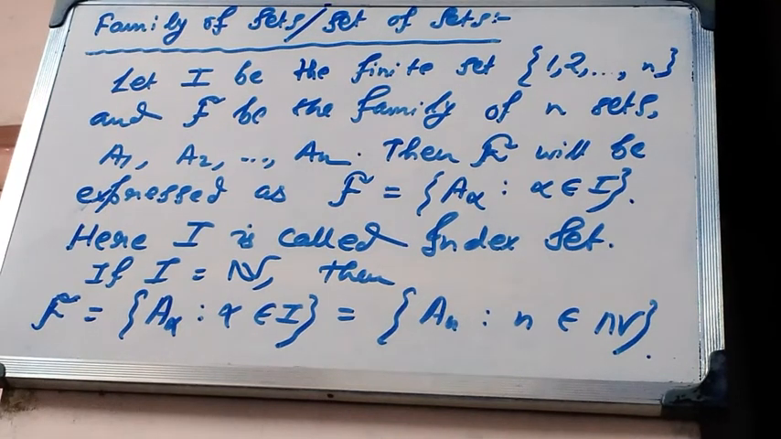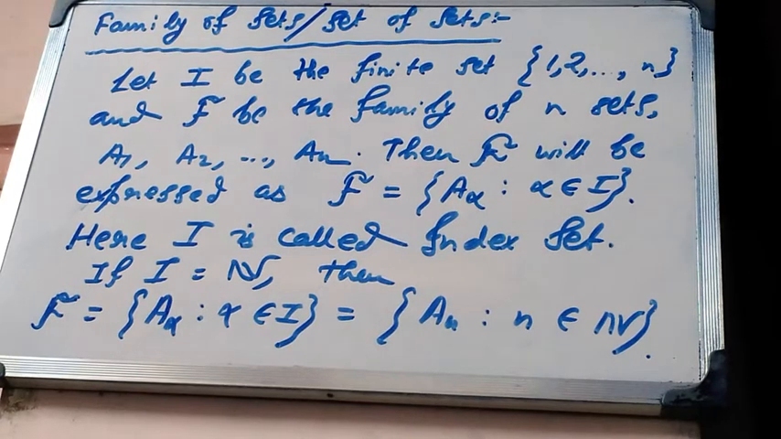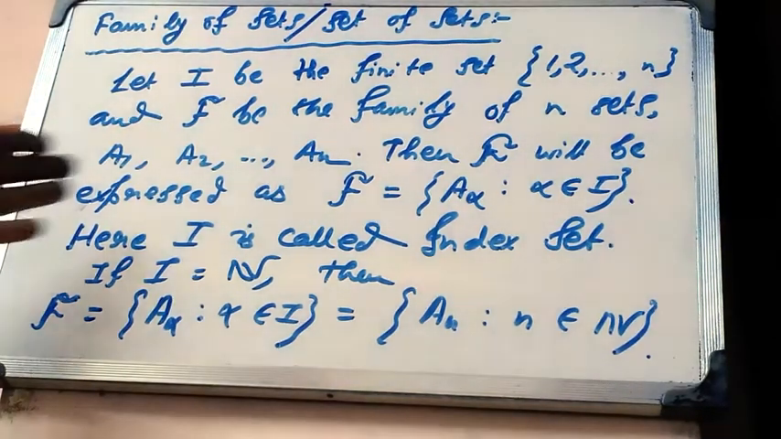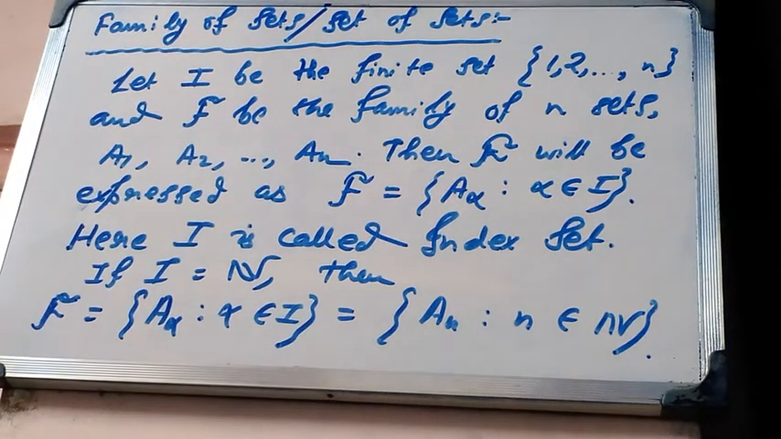Clearly, if S contains n distinct elements, then P of S contains 2 to the power n elements, 2 to the power n subsets. Let I be a finite set 1 up to n, and F be the family of n sets A1, A2, up to An. Then F will be expressed as F is equal to A alpha such that alpha belongs to I, where I is called the index set of the family F. If the index set is equal to the set of all natural numbers, then it can be expressed as An such that n belongs to natural numbers.